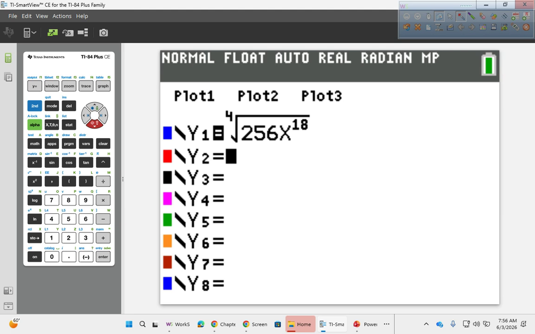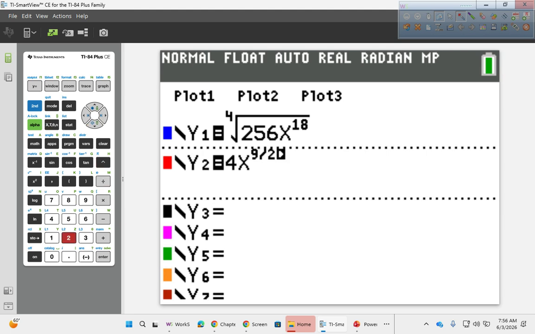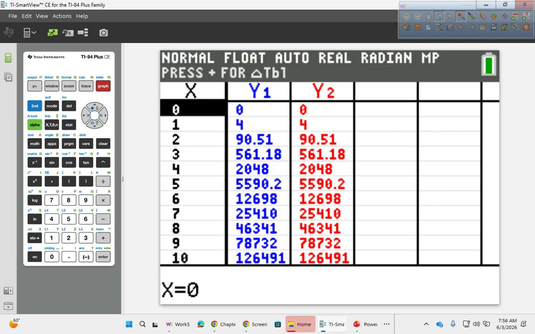Our answer was 4x to the 9 halves, I think, right? Is that what we said the answer was? If this is right, the table will match for everything. If it's wrong, it will not. Unfortunately, for open-ended, all it's going to do is tell you if you're right or wrong, but at least that's better than you just blindly handing it in, right? At least you'll know you can go back and look at some things. So you can see that this matches perfectly, then my answer's good.